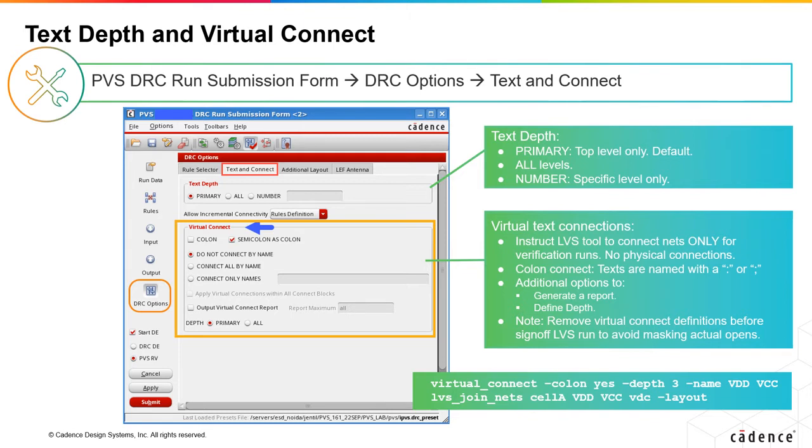The colon or semicolon as colon options let you treat colon and semicolon as colon, and connect the nets virtually. There are provisions to generate a report of the virtual connections, and define the depth of virtual connect definition. At the end of the run, Error Browser will show the list of virtual connections made during the run. Virtual_connect and LVS_join_nets are corresponding PVL rules.